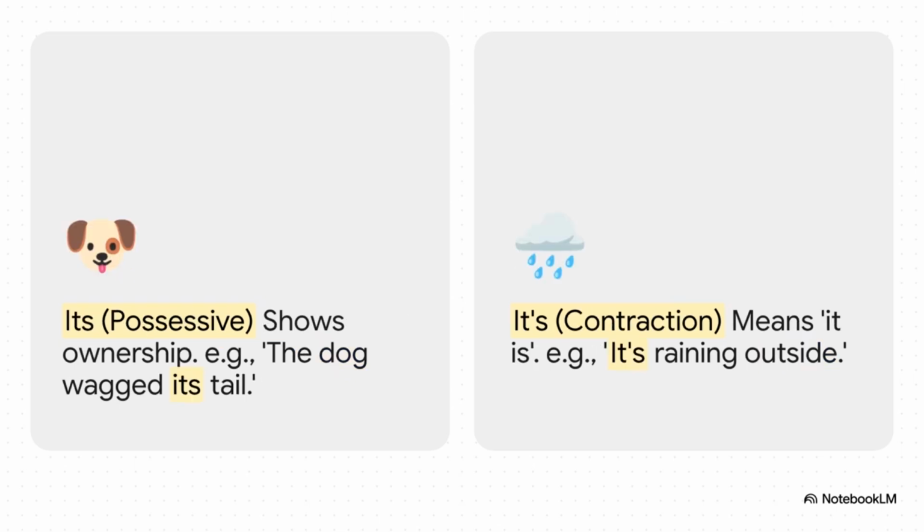And here's the other big one that trips up everybody. It's versus its. The secret here is actually so simple. Its with no apostrophe shows ownership. The dog wagged its tail. It's with an apostrophe is always, and I mean always, a shorter way of saying it is. So the test is easy. If you can replace the word with it is, then you have to use the apostrophe. If you can't, then you don't.